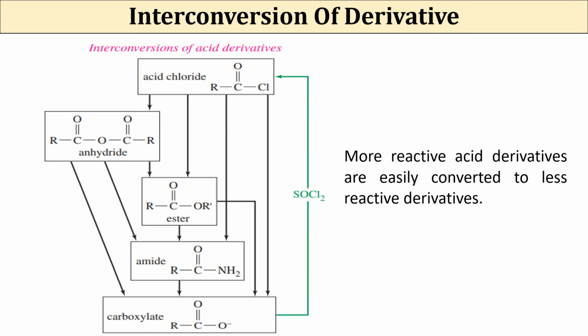Interconversion of derivatives. In general, we can easily accomplish nucleophilic acyl substitution that converts more reactive derivatives to less reactive ones. Thus, an acid chloride is easily converted to an anhydride, ester, or amide. An anhydride is easily converted to an ester or an amide. An ester is easily converted to an amide, but an amide can be hydrolyzed only to the acid or carboxylate ion in basic condition. The figure graphically summarizes the conversion. Notice that thionyl chloride, SOCl2, converts an acid to its most reactive derivative, the acid chloride.